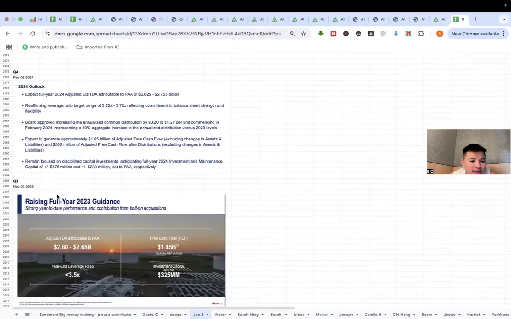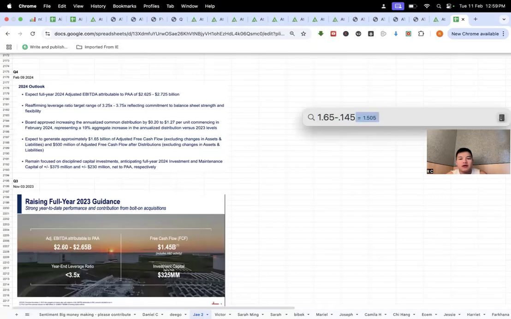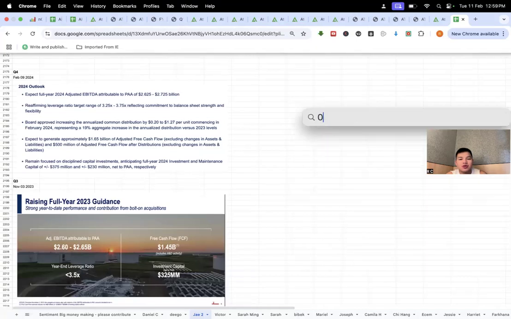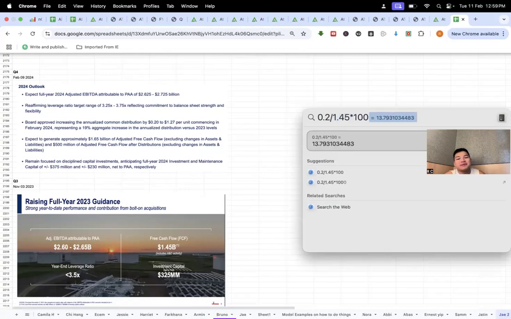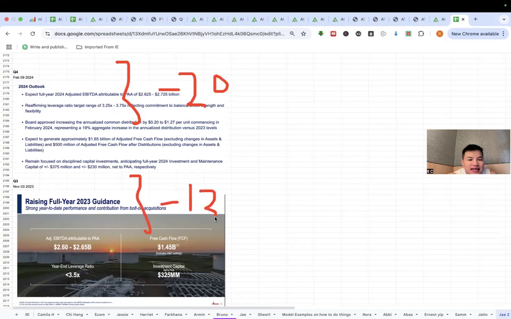Q3 to Q4. Let's see. So it's going to be 1.45 minus 1.67. So let's calculate. 1.65 minus 1.45 is 0.2. 0.2 divided by the old number 1.45 is around 10%. It's around 13%. I'm calculating, so it means that now it's changed 20%. Last time is only down 13%.